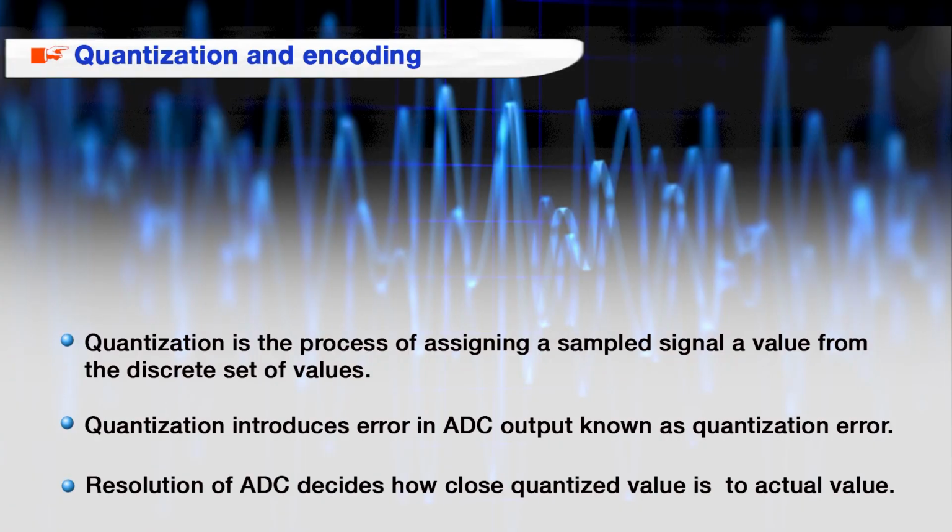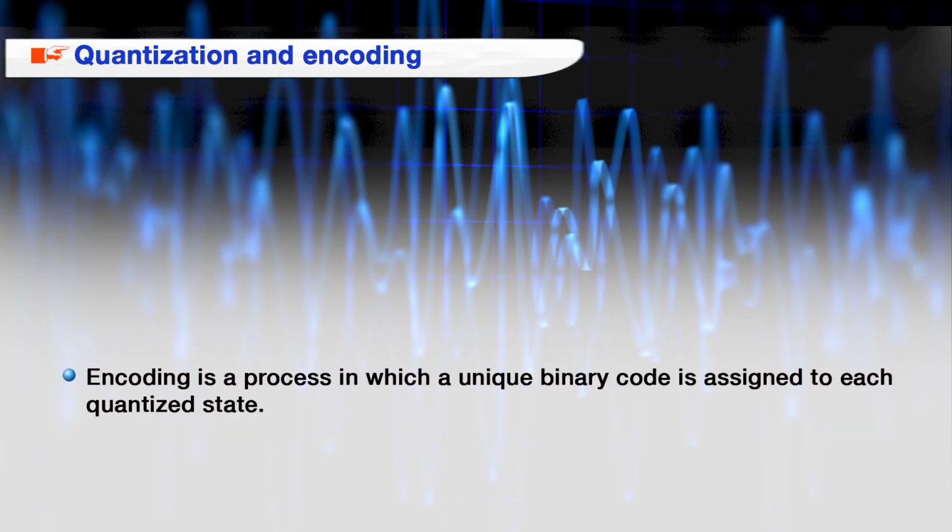So, if we have a signal of 1.5 volt say, that will be also assigned the value 001, and a signal with value 1.2 volt, that will also be assigned level 001. So, this causes error and this error is quantization error. Resolution of ADC decides how close quantization value is to actual value. After quantization, encoding is done. Encoding is a process in which a unique binary code is assigned to each quantized level.